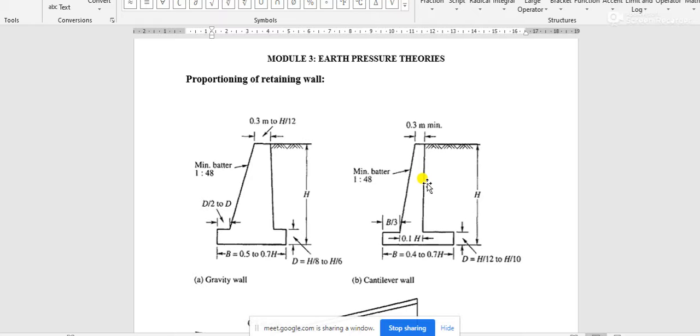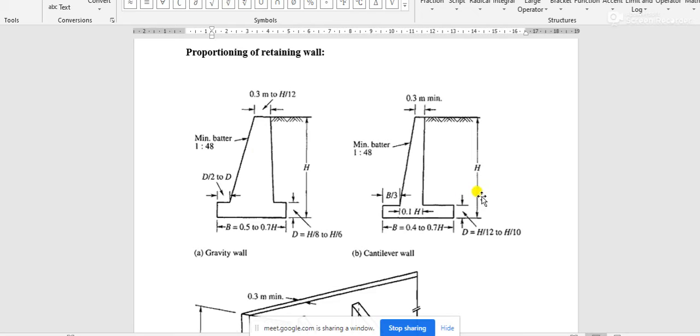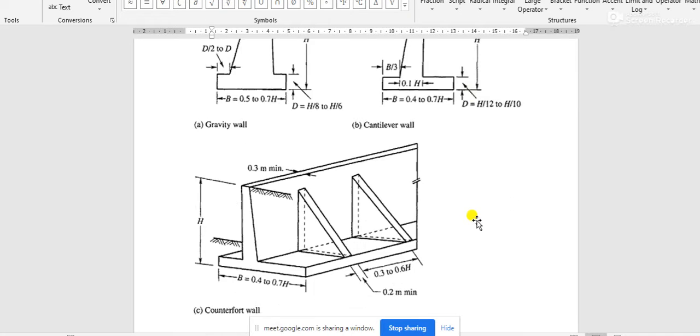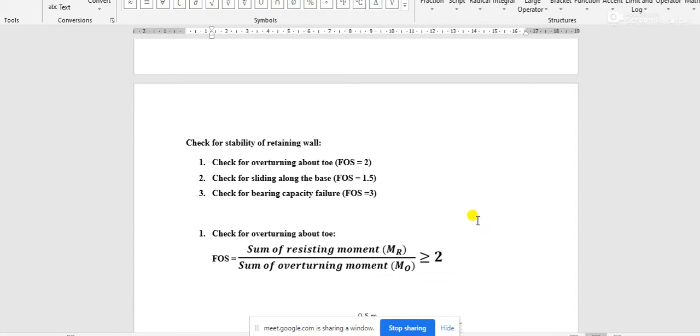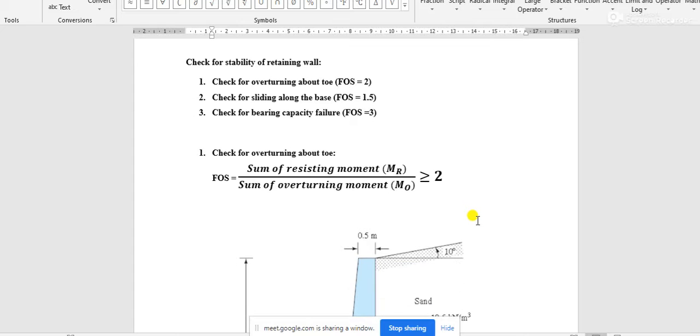Now these three failures are not desirable, and we have to prevent them by making the retaining walls stout enough by assuming proper dimensions. That's why you have to check the stability. Now coming to overturning failure.